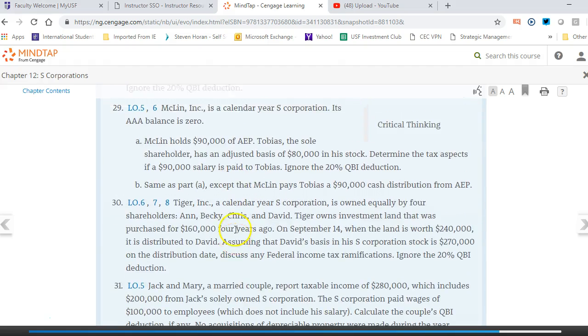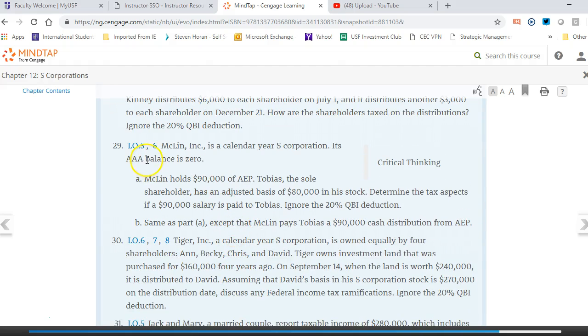Okay, coming to 29, that's the QBI question I was mentioning. So this one says here, McGlynn is a calendar year S Corp. His AAA balance is 0. McGlynn holds 90,000 of AEP. Tobias, a sole shareholder, has an adjusted basis of 80,000 in his stock. Determine the tax aspects of the 90,000 salary paid and ignore the QBI. Actually, I'm sorry, I got that wrong. The QBI, I think, is question 30. Yeah, I'm sorry, I messed that up. Question 30 is the QBI question. So we're ignoring QBI again.